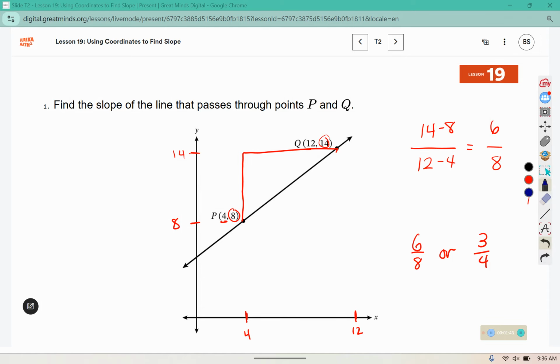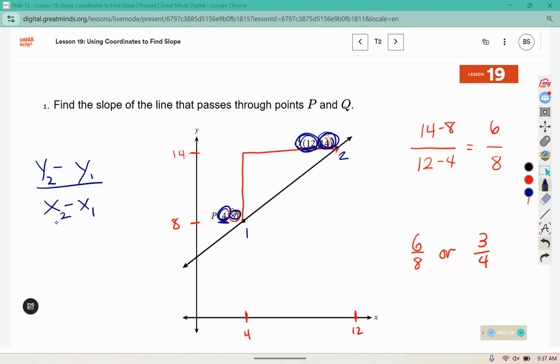So when we're given points without a grid, we're going to take the y values and subtract them, and then we're going to divide by the x values subtracted. We indicate these as this is point 2 and this is point 1. So we're taking the second y value and subtracting the first, 14 minus 8, and then we take the second x value, the 12, and subtract the 4. So you'll see this as y2 minus y1 divided by x2 minus x1.